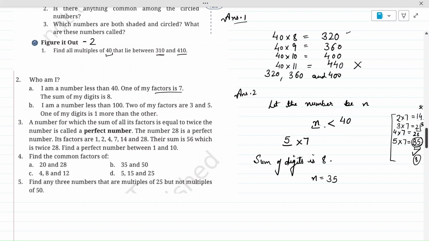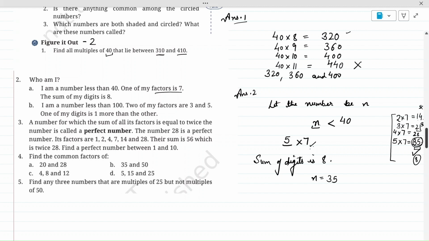How we have done: we have to find a number which is less than 40. One of the factors is 7, given to us, and the sum of the digits of the number should be 8. Since one factor is given to us, we start with all the possible numbers. So we have taken 2 first.